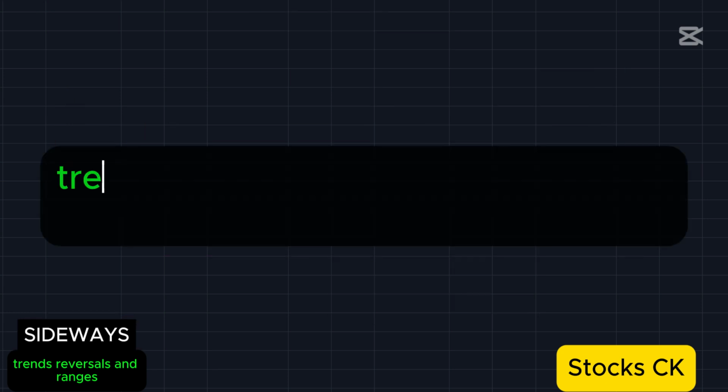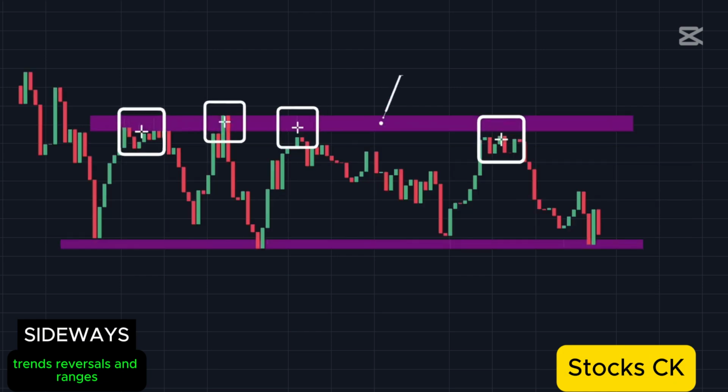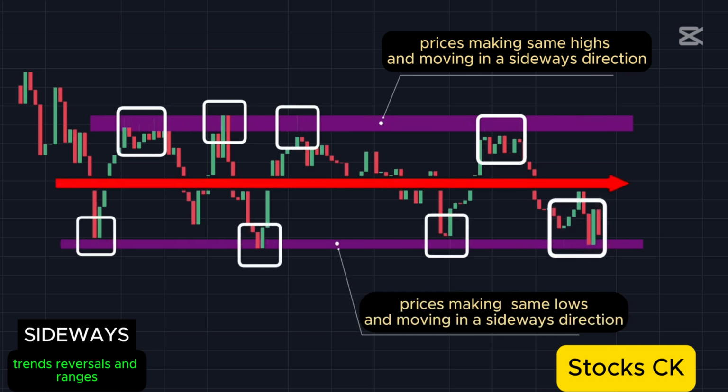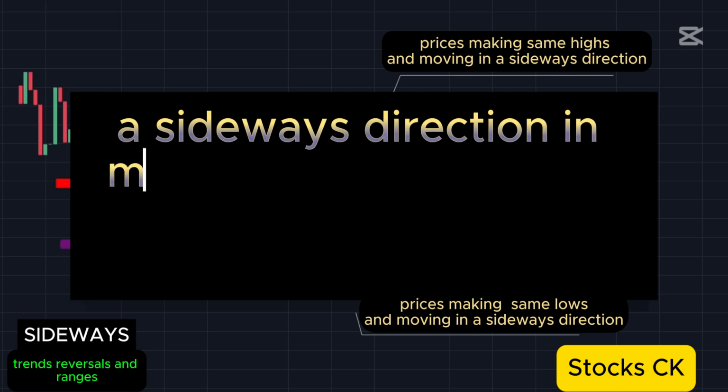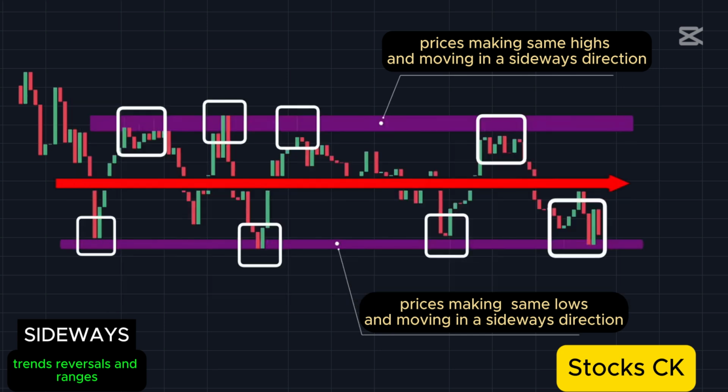Now that we've covered uptrends and downtrends, here are sideways and ranging markets. Price is making the same highs and same lows and moving in a sideways direction. In markets like this, look to take trades in both directions with confidence. So moving on.